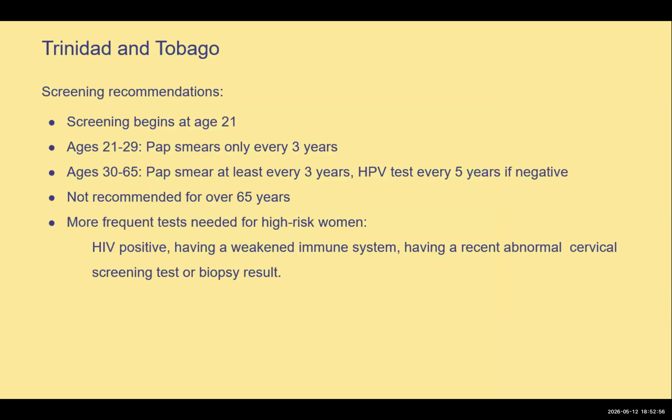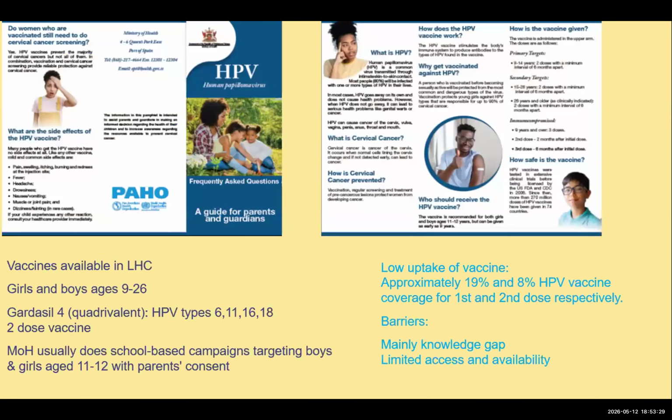Right? In Trinidad and Tobago, it is similar to most international bodies. Again, screening begins at age 21. From 21 to 29 years, Pap smears are done every 3 years. From 30 to 65 years, we do have the Pap smear in local health centers, but not the HPV DNA test. So unless available, it is recommended every 5 years, and basically it closely resembles the previous recommendation.